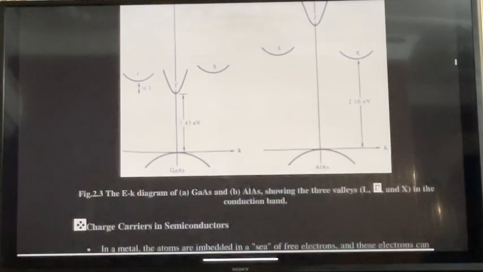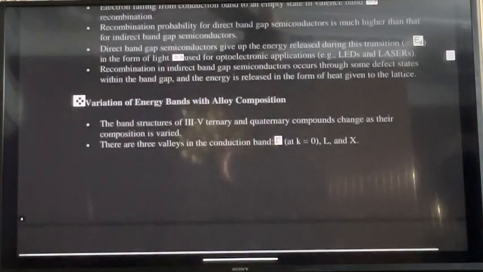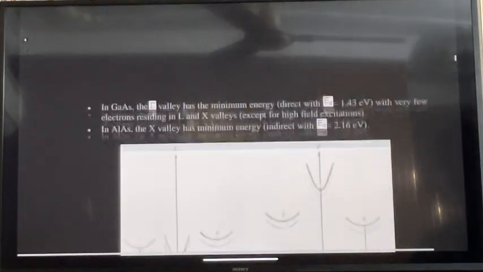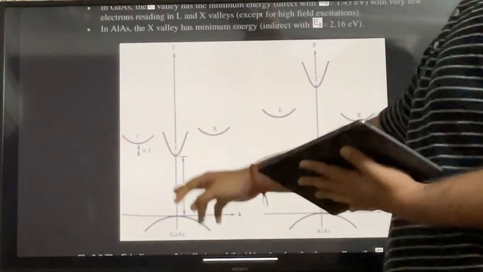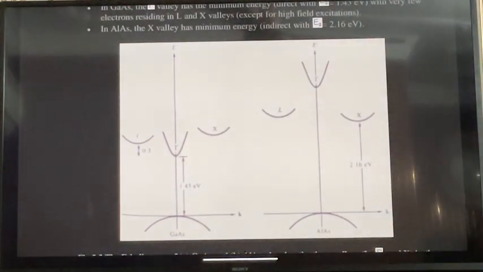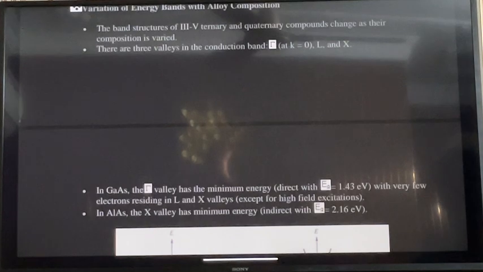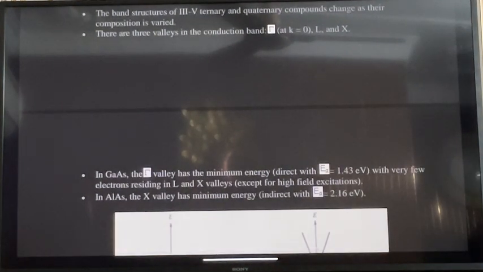Let's try and understand what is happening. So the first thing is that the band structures of III-V ternary and quaternary compounds change as their composition is varied. So basically, the band structures, which are these structures which we had discussed, will change when the internal composition of these compounds is varied. Now, what exactly is the Γ valley and why are there these 3 valleys? You need not know. What you need to know though is that there are 3 valleys. One is Γ, which occurs at 0 momentum change, and L and X.